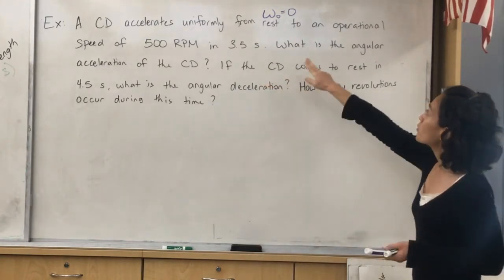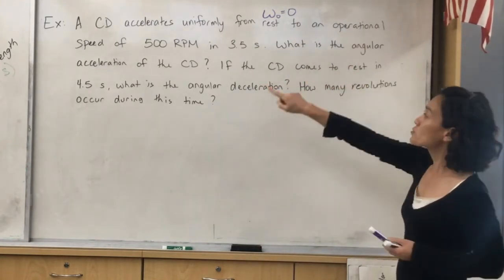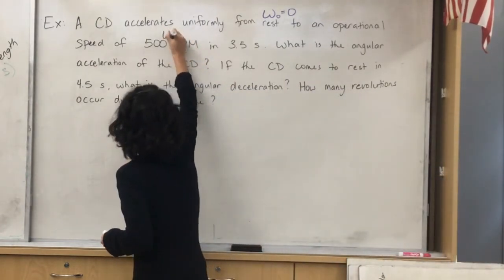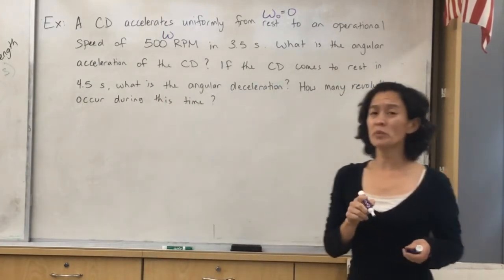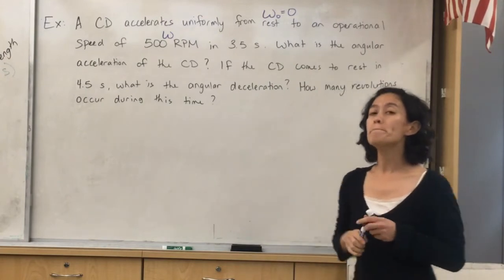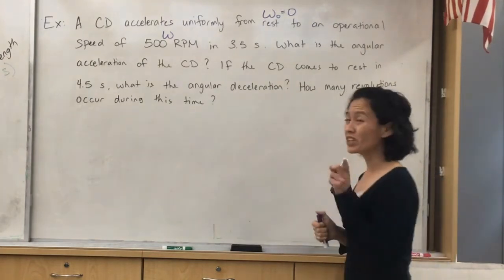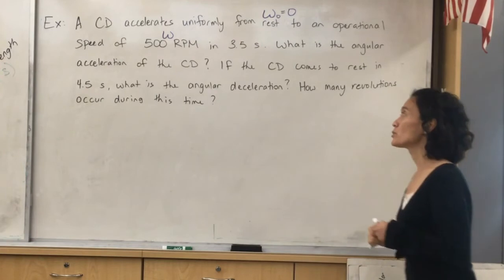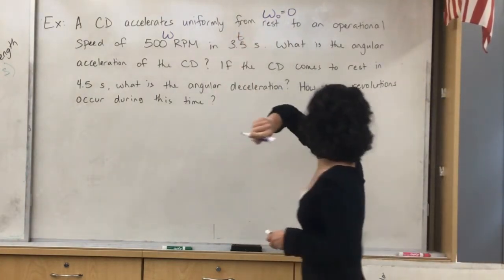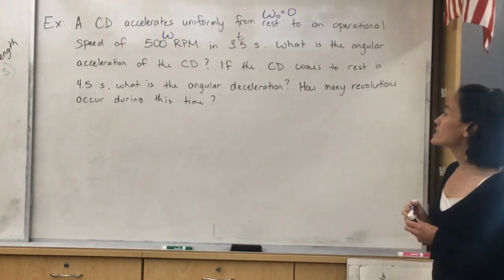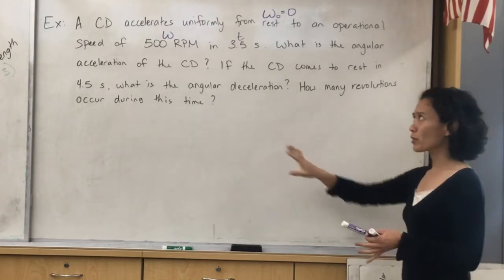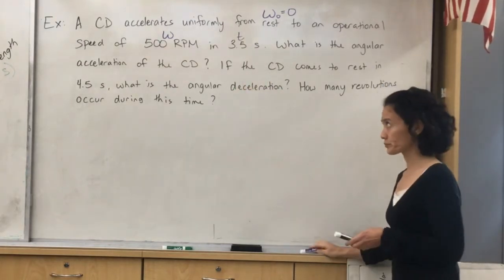So omega naught is 0, okay, because it starts from rest. So it accelerates from rest to an operational speed of 500 RPM. That's the omega value. But it's in RPM, and RPM is revolutions or rotations per minute, okay? So we're gonna have to convert that to rads per second, and we'll do that. That's kind of our first step. And this is our time value. First question says, what is the angular acceleration of the CD? So let's just start with that first part of the problem. Let's not worry about the second part.